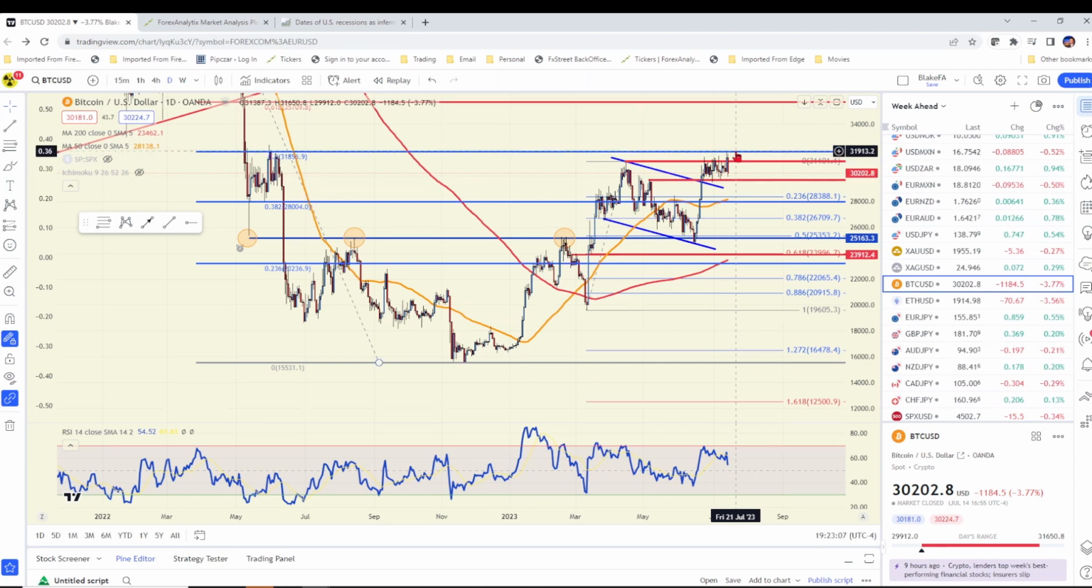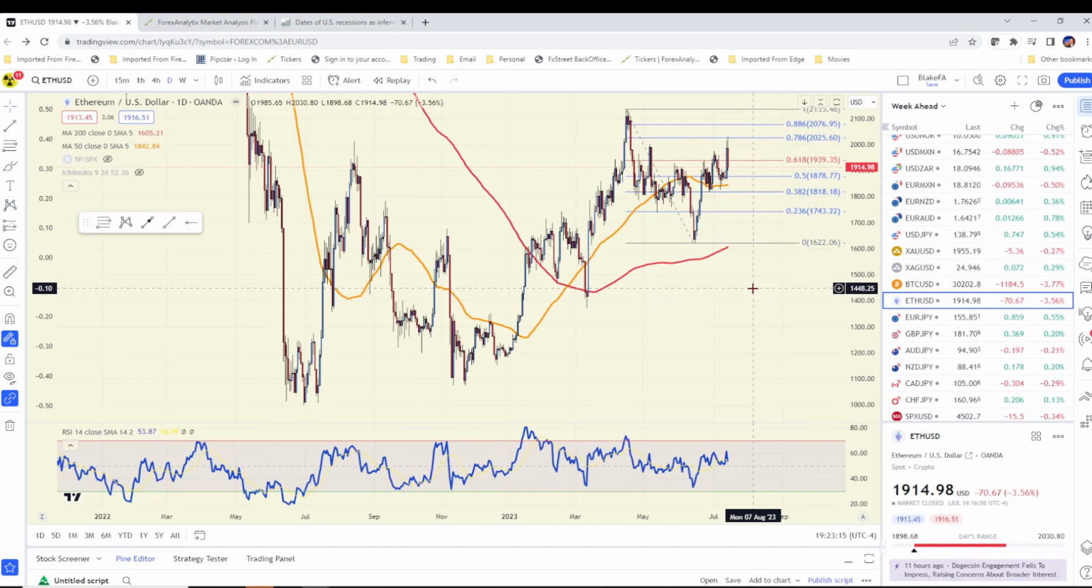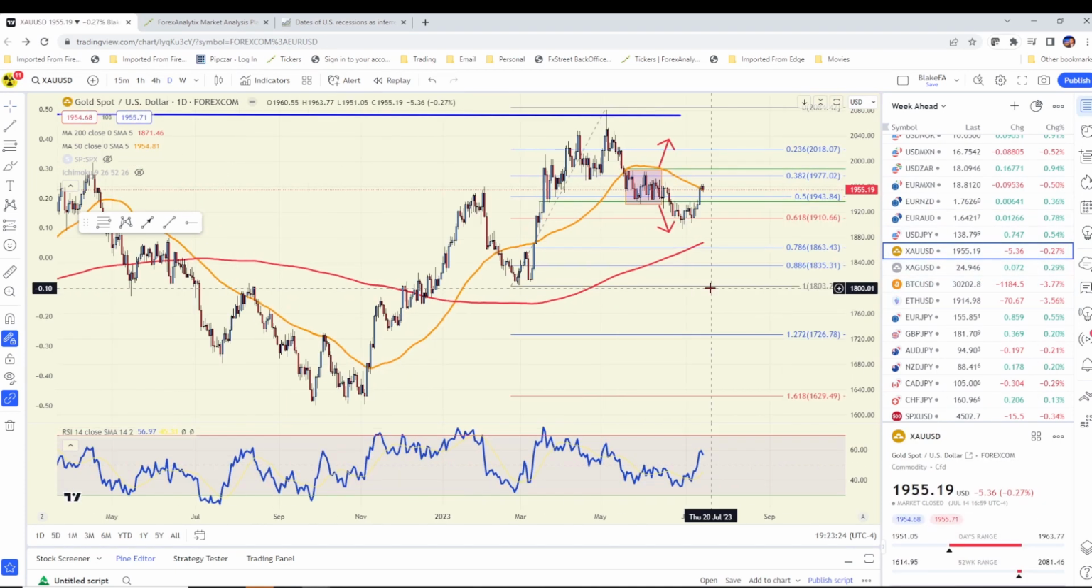We couldn't break above this 50% retracement that comes in around 32,000. With risk rallying, why isn't Bitcoin rallying, why isn't Ethereum rallying? Ethereum's stalled at the 78% retracement. And one other thing I need to mention is gold.